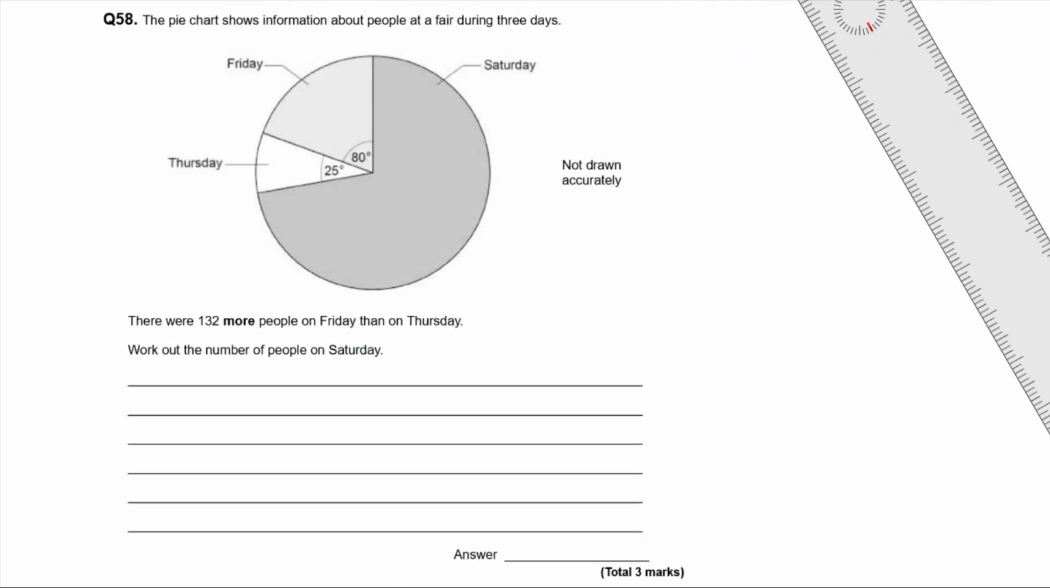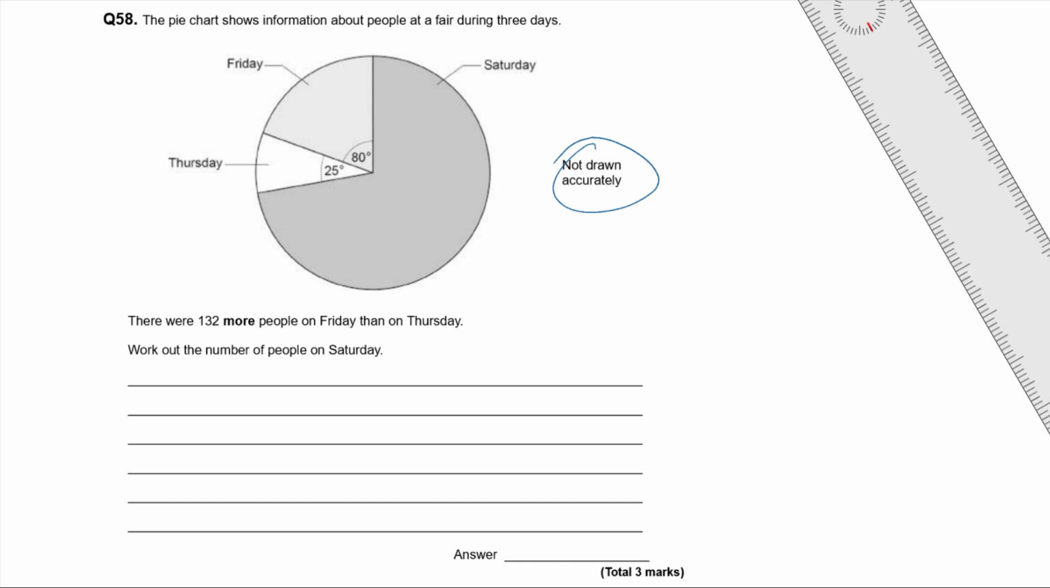Question 58, the pie chart shows information about people at a fair during 3 days. Again, it's not drawn accurately, so I'm not using my protractor here. There were 132 more people on Friday than Thursday. Work out the number of people on Saturday.